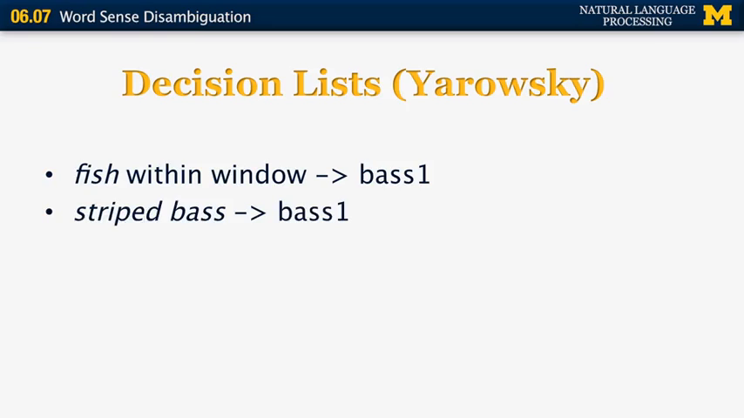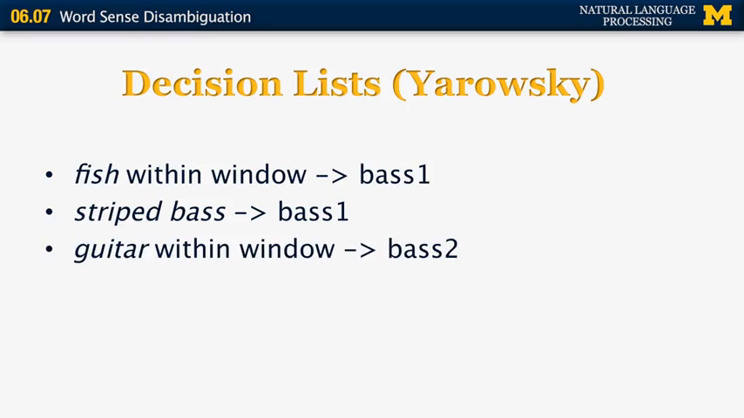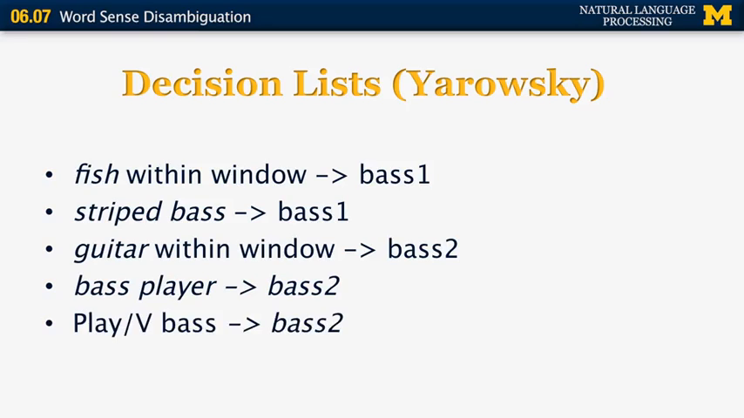The next rule in the list is guitar within window. So if we have the word bass and the word guitar nearby, we now know that we have the second sense of that word, bass 2. And so on. So I'll have a few more examples here. Bass player indicates bass sense number 2. And then play as a verb, followed by bass. This is also bass 2, and so on. So we have rules that alternate between bass 1 and bass 2.